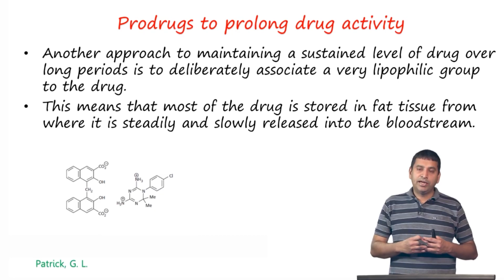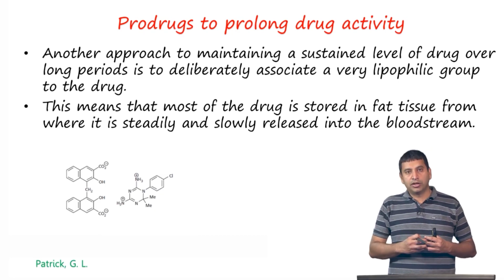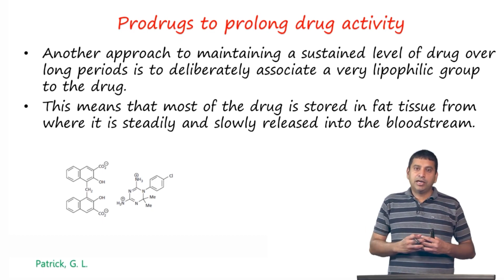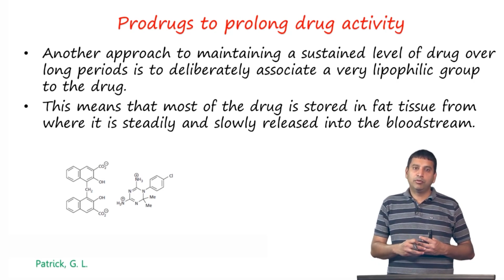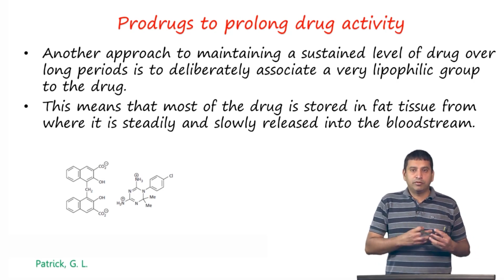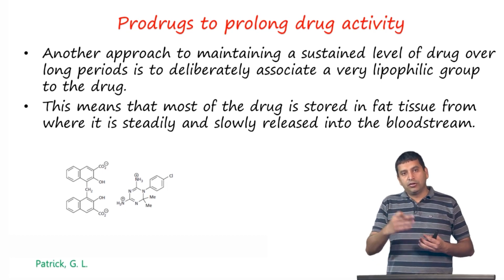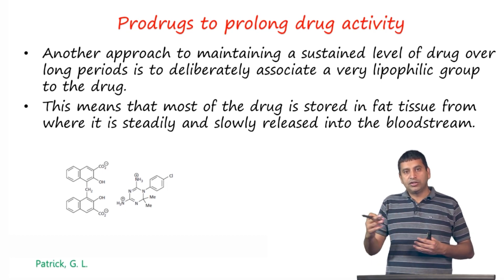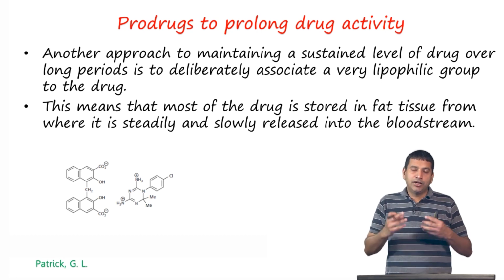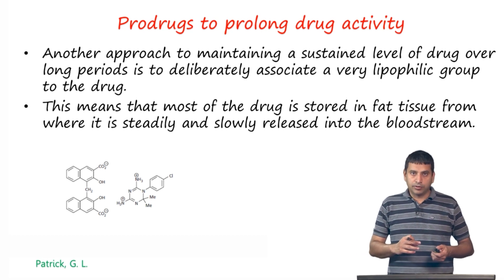Another approach to maintain a sustained level of the drug is to put a very lipophilic group on the drug. This can be done by ionic interaction. Because of its close association with this lipophilic group, the drug is going to get stored in the fat tissue. Because it is stored in the fat tissue, it is going to release the drug in a very slow and steady manner into the bloodstream. This is one of the ways in which you can sustain the release of the drug.